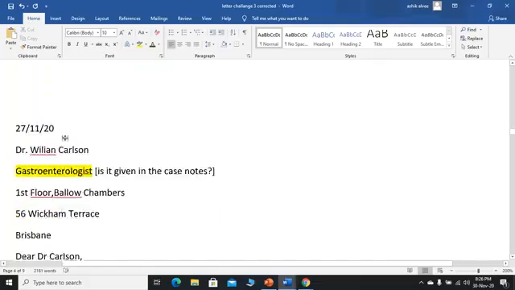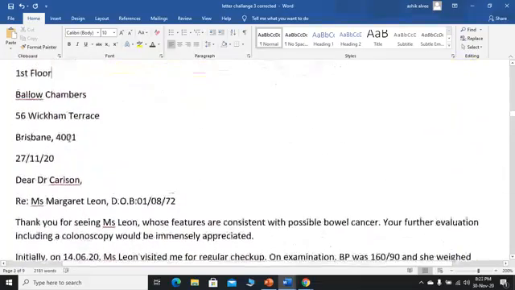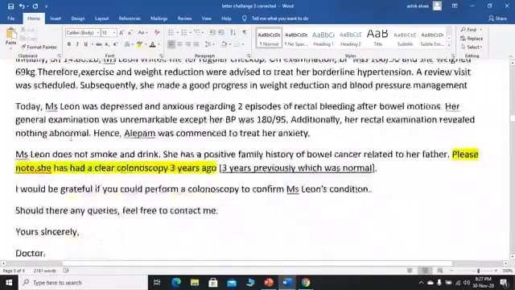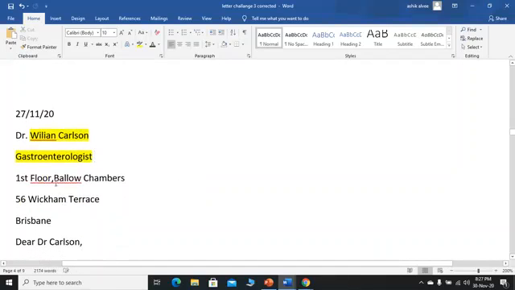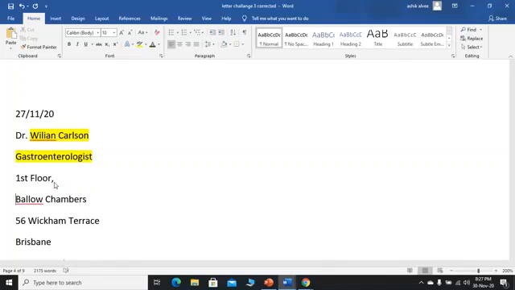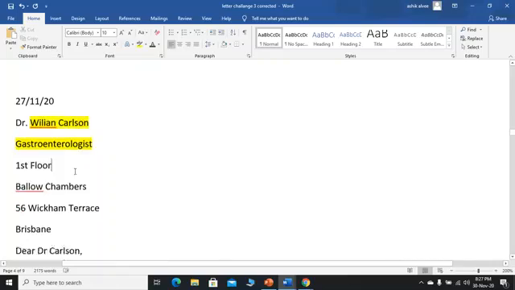Dr. William Carlson. The name has been written wrong, so it is a mistake. Gastroenterologist. It is not given in the case notes, so this is another mistake. First floor, comma, below chambers. The ideal method of writing is like this. First floor, in the upper line, the comma is omitted, below chambers.